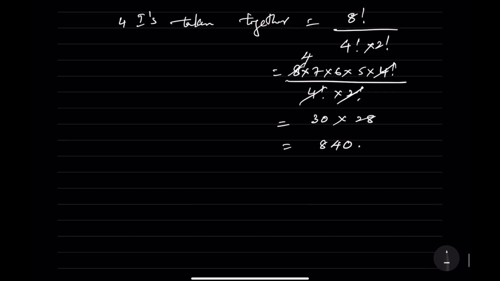Now next, what is this? The first case we took. Now we'll take the second case, where in this problem we actually have to find out the number of words where the 4 I's do not come together, isn't it? So now here, 4 I's do not come together.